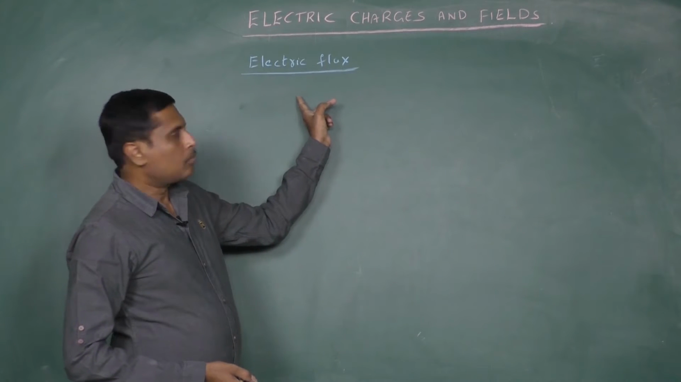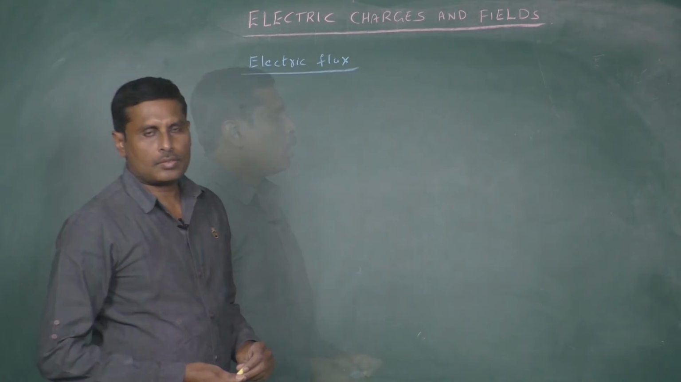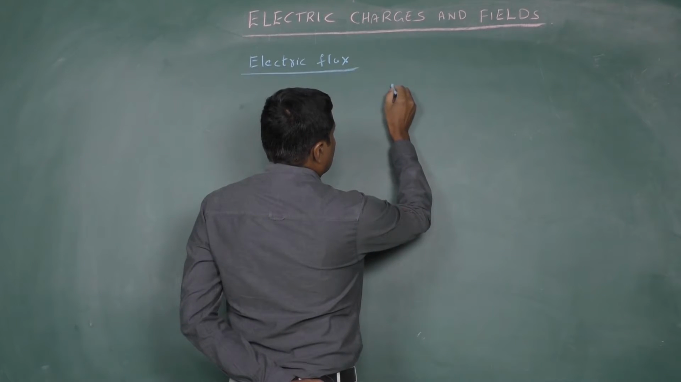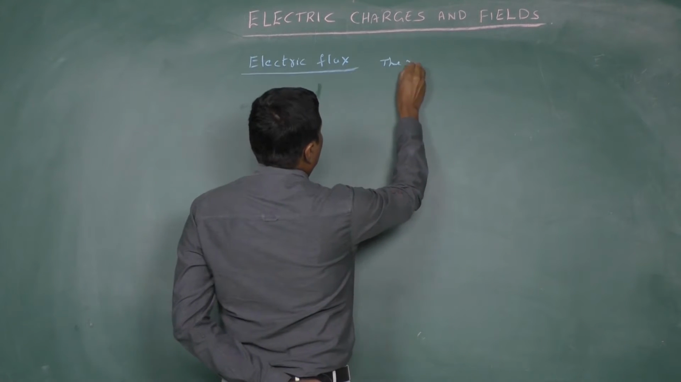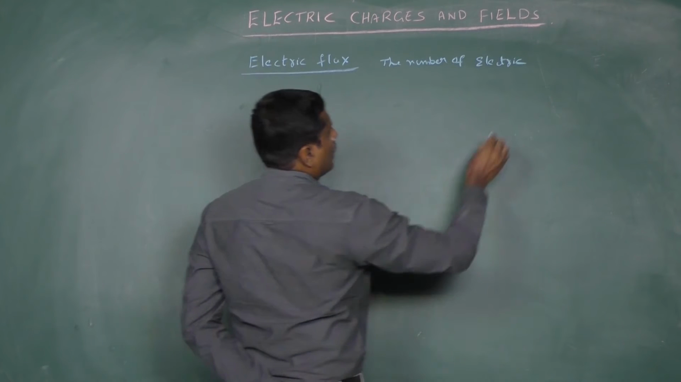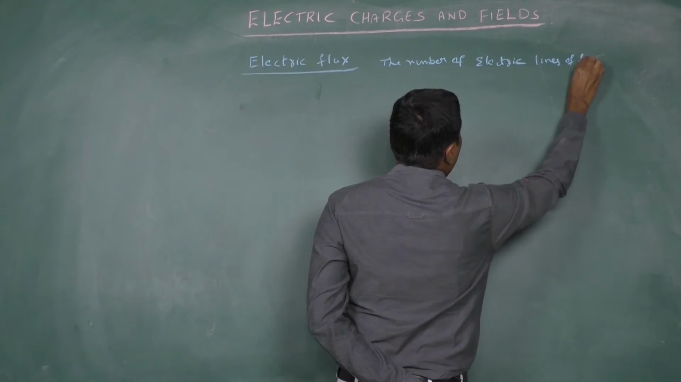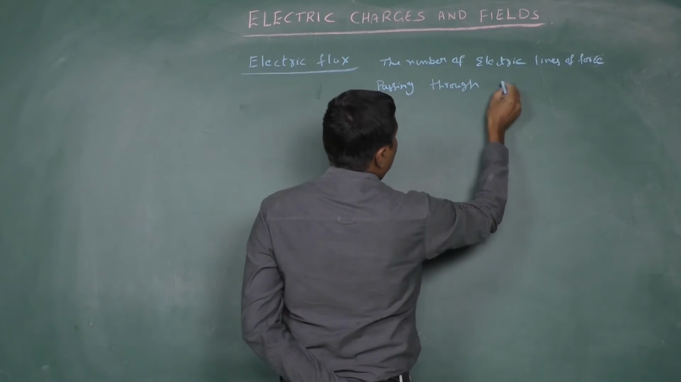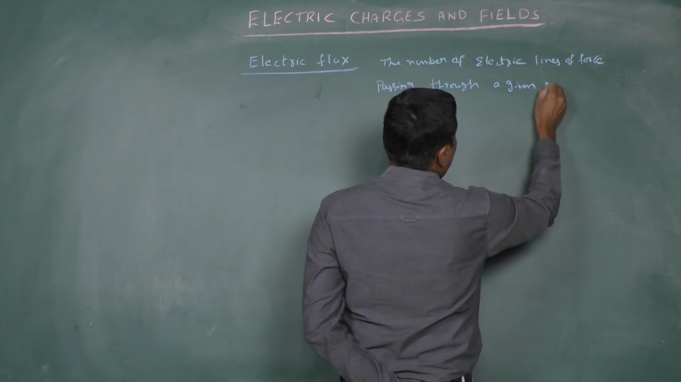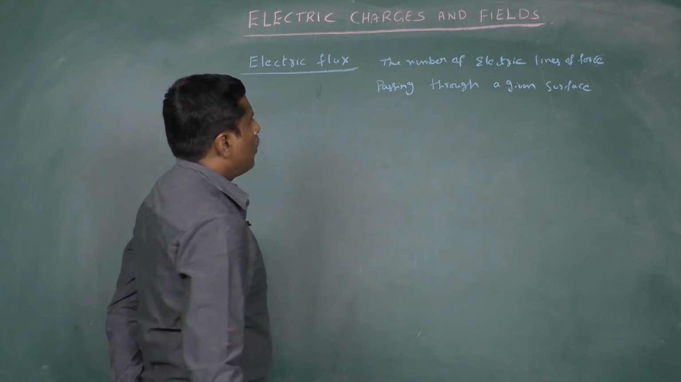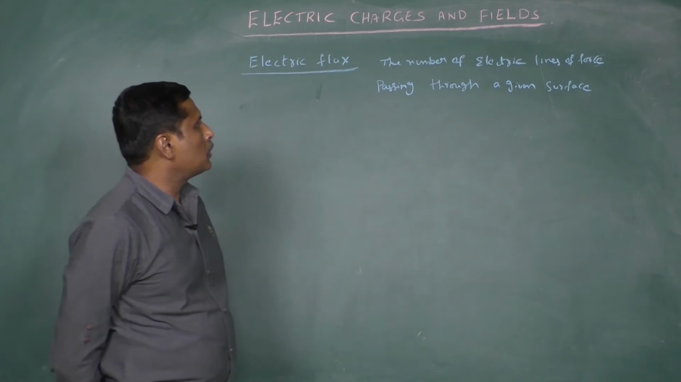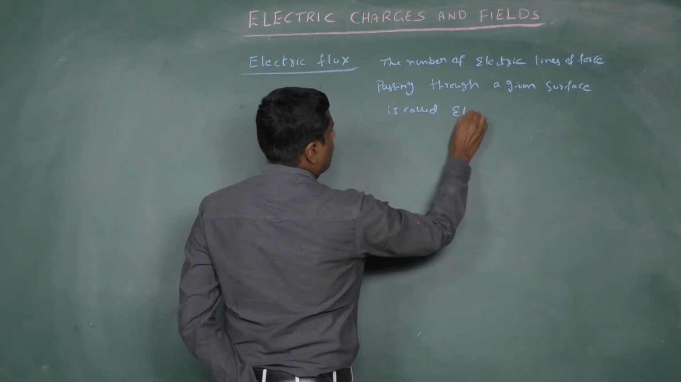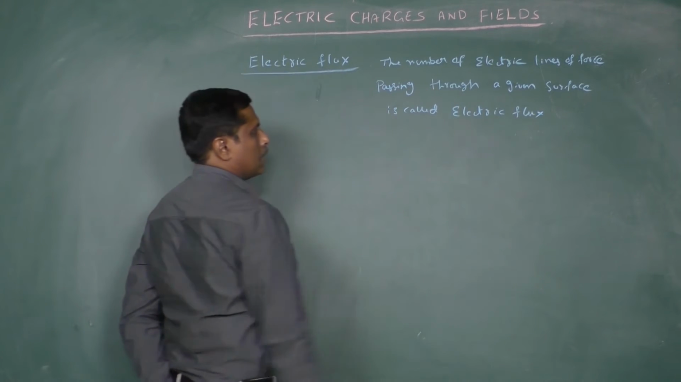The next topic is electric flux. What is meant by electric flux? It is defined as the number of electric lines of force passing through a given surface. The number of electric lines of force passing through a given surface is called electric flux.